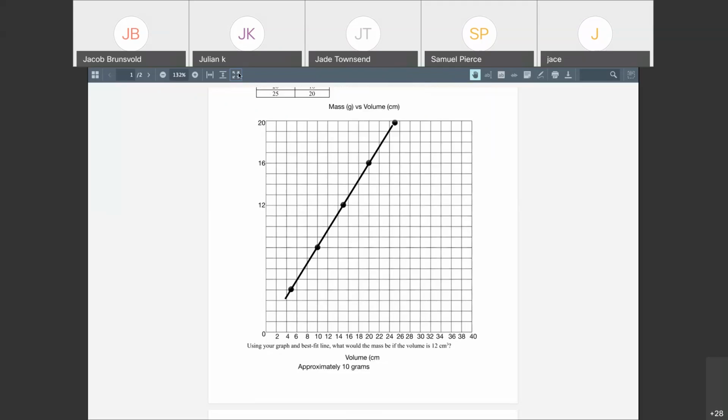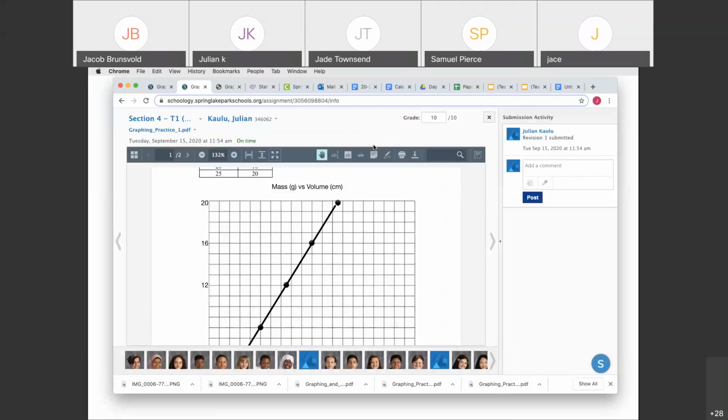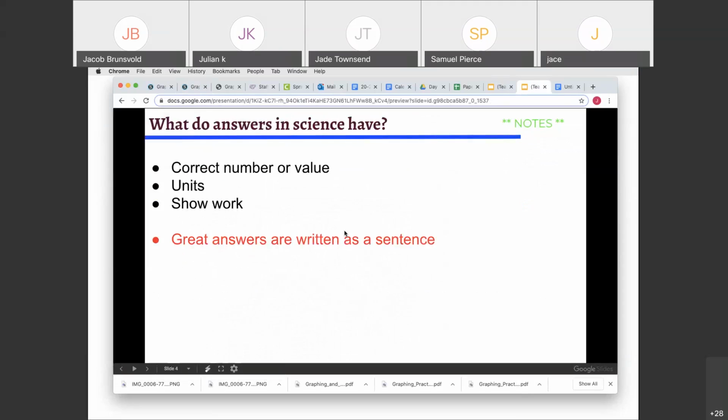Let's take a look at your first answer. And before we do that, I just want to talk about what an answer in science should have. Your answer in science should have the correct number or value. It should include units, and you should show work. So those 3 things should be there all the time. Every single answer that you put down in my science class, I expect you to do those 3.